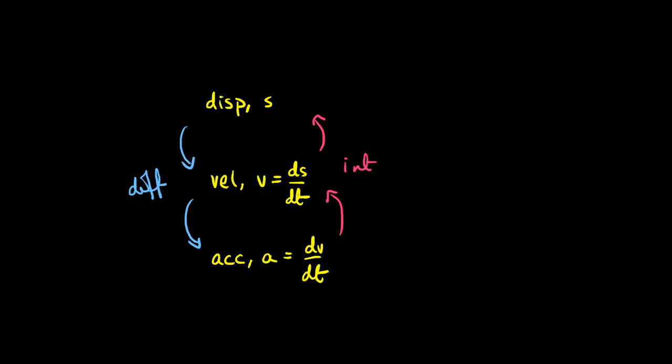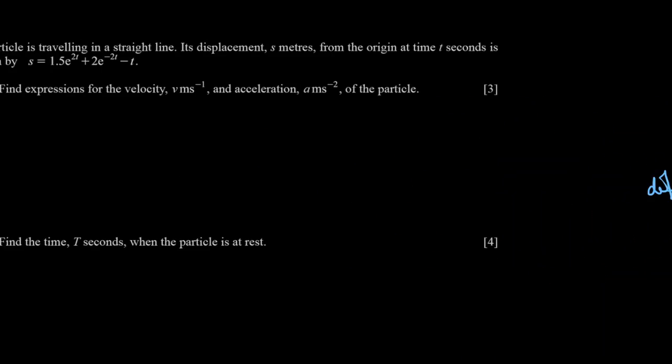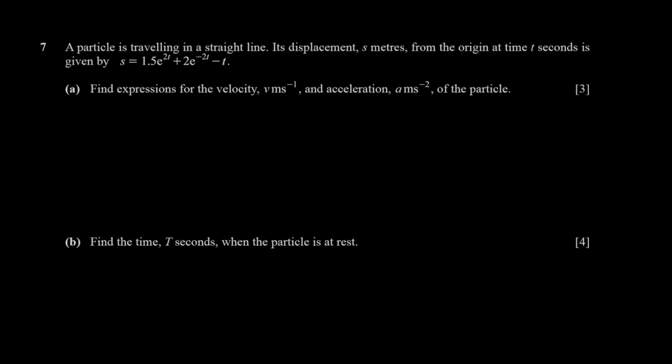So what I would encourage you to do is to really know the definitions, right? What does velocity tell us? Velocity tells us the rate of change of displacement. Therefore, it is ds dt. What does acceleration tell us? It is the rate of change of velocity. It is dv dt. And if you know that, then you will know this diagram as well. Okay, so try to know the definitions. I think that's helpful. Okay, let's look at the question.